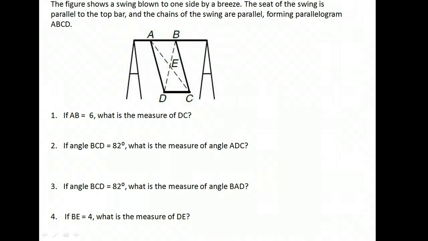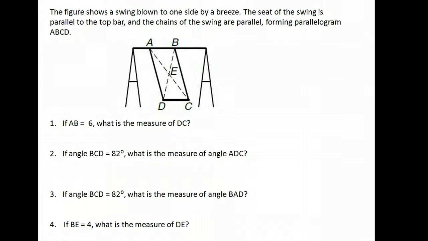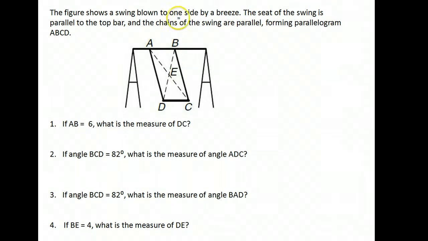All right, let's apply those properties. So here we have a problem. It says the figure shows a swing blowing to one side by a breeze. The seat of the swing is parallel to the top bar. The chains of the swing are parallel. Okay, so basically we ended up with a parallelogram.